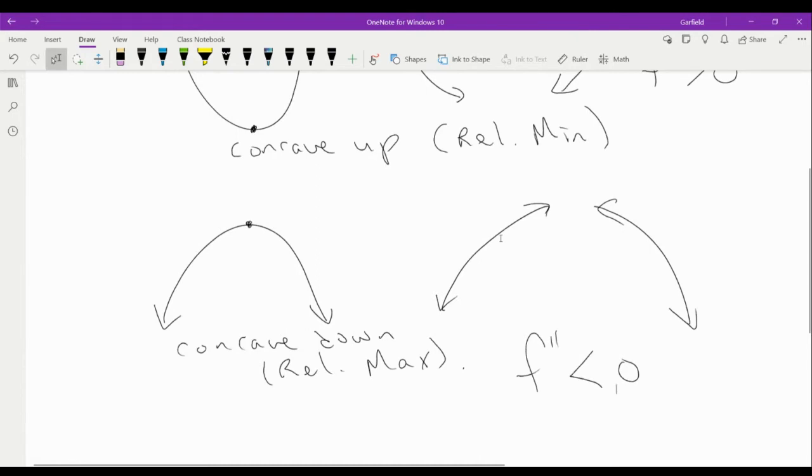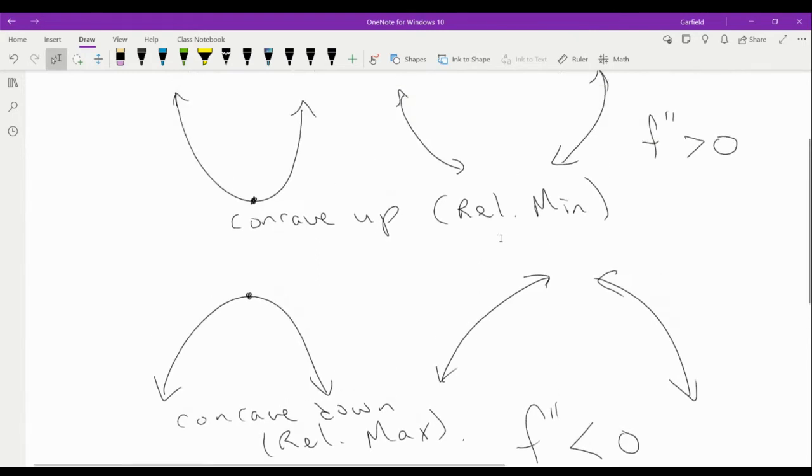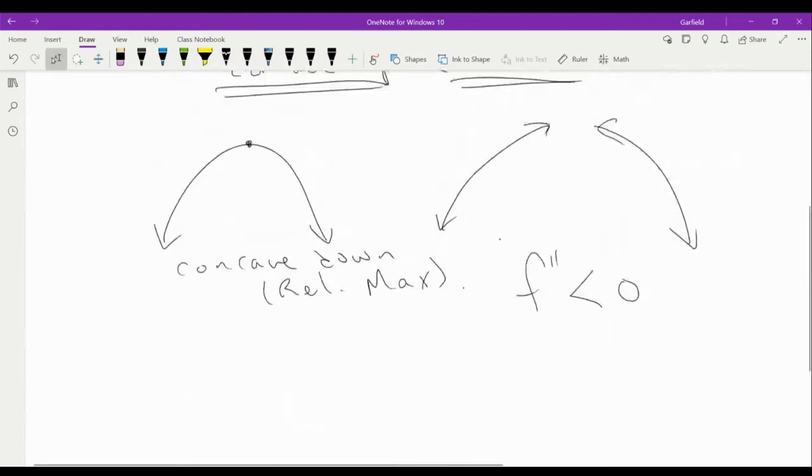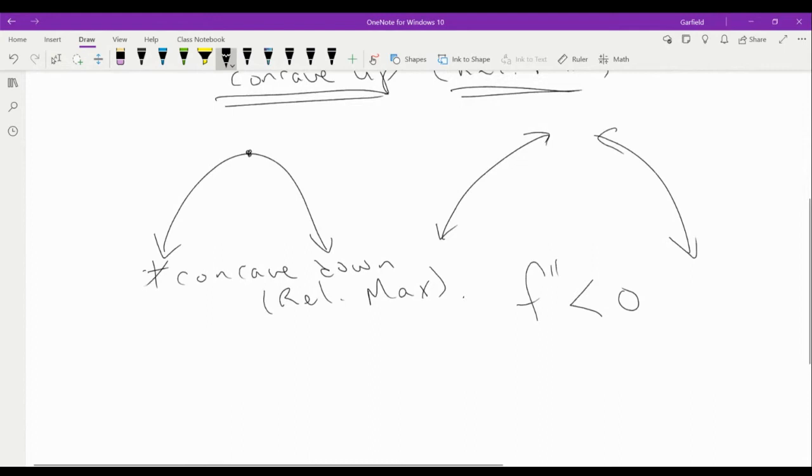Now, hopefully I haven't lost anyone yet. So concave up, we're going to have a relative min, and the second derivative is going to be greater than 0. Concave down, going to be a relative max, and the second derivative is going to be less than 0.